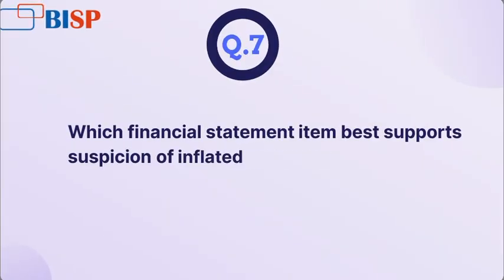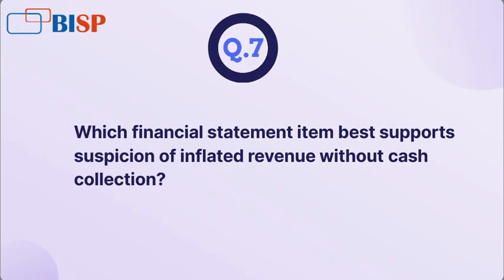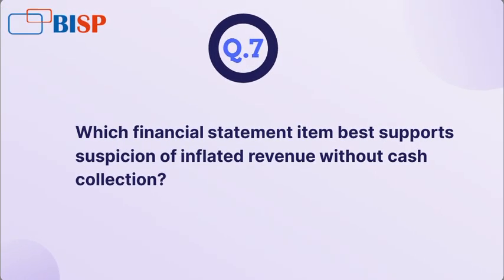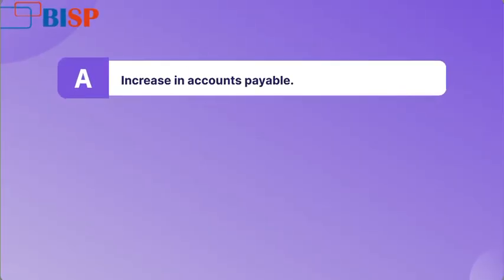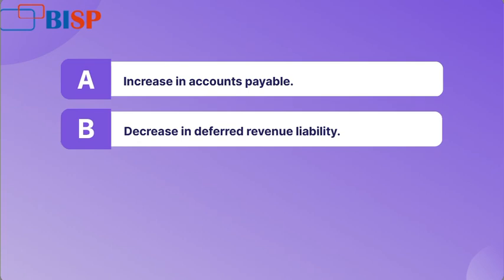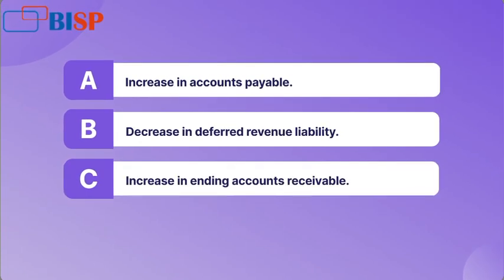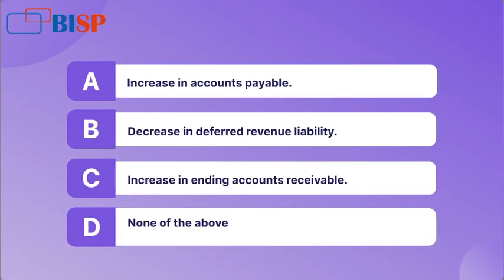Which financial statement item best supports suspicion of inflated revenue without cash collection? A. Increase in accounts payable. B. Decrease in deferred revenue liability. C. Increase in ending accounts receivable. D. None of the above.